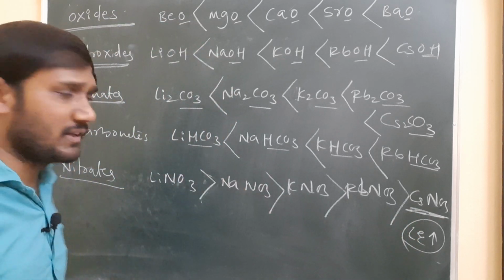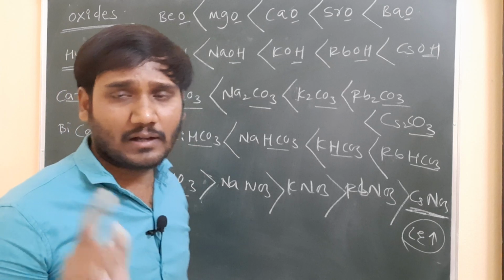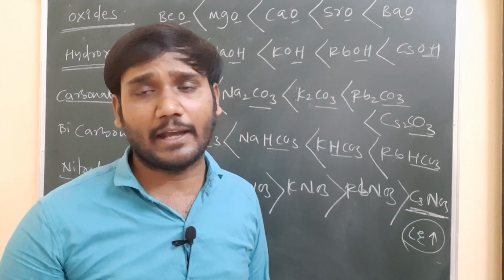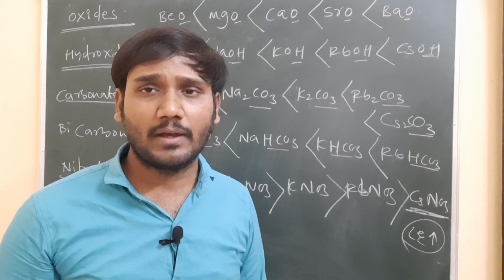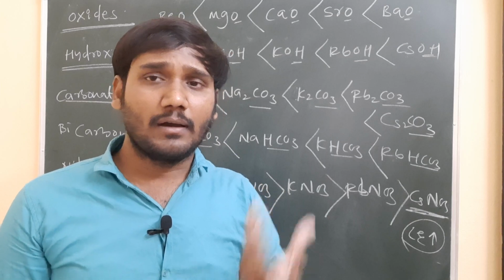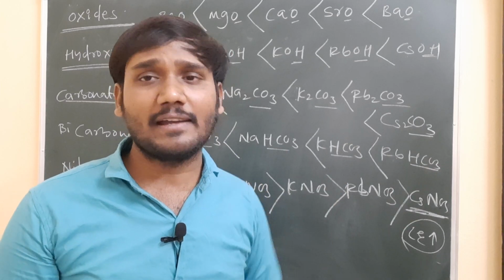So what are large ions then? Nitrates, carbonates, bicarbonate and carbonate with second group elements other than first group. Next one is what? Phosphates, next sulfates, next what? Chlorates. So all of these are large ions.